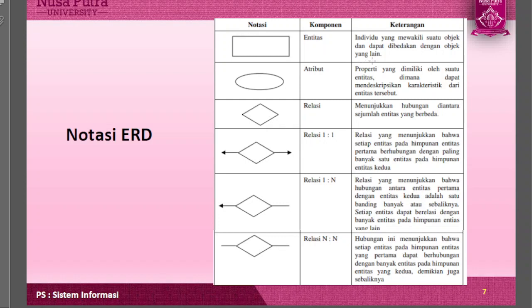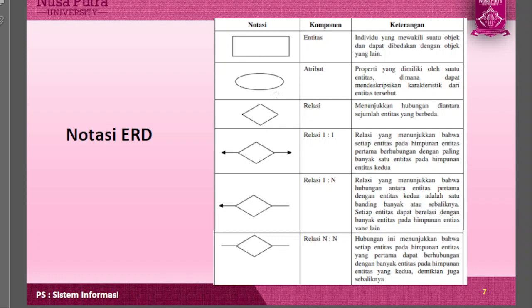So it means untuk mewakili suatu objek dapat dibedakan dengan objek lain. It means to make differences between other entities. For example, entity means some object in reality. For example, the student, doctor, course, or exercise like that.